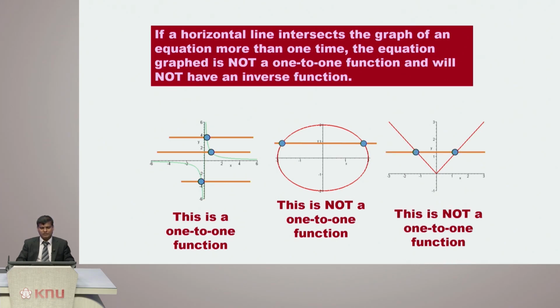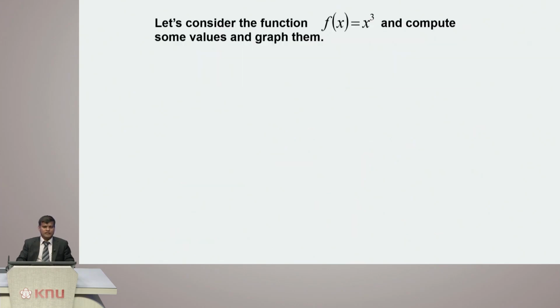So in this example, this is what I want to tell you. This is not a one-to-one function, but it is a function. Remember, this is the horizontal line test, it's not the vertical line test. So don't get confused.